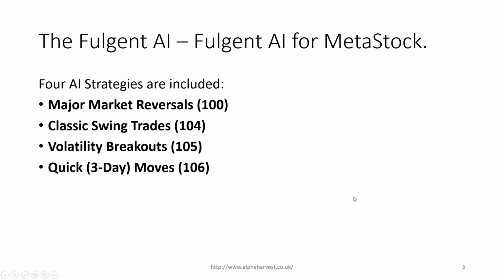For those of you that are new to AI, we use the Fulgent artificial intelligence engine that sits on the MetaStock platform. There are 4 artificial intelligence trading strategies that we'll be using. One is major market reversals, code 100. Classic swing trades 104, volatility breakouts 105, and then quick 3-day moves 106. These codes become important later on.